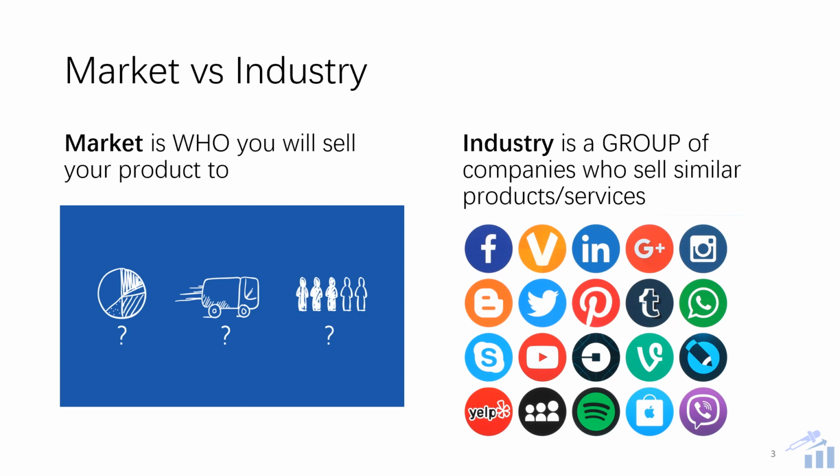Now, as an example, consider the pharmaceutical industry. This industry has numerous companies manufacturing drugs. And within this industry, the market for a specific drug, such as a new cancer treatment, represents the potential customers who need that particular product. Startups need to differentiate between the broader industry and the specific markets they aim to serve.